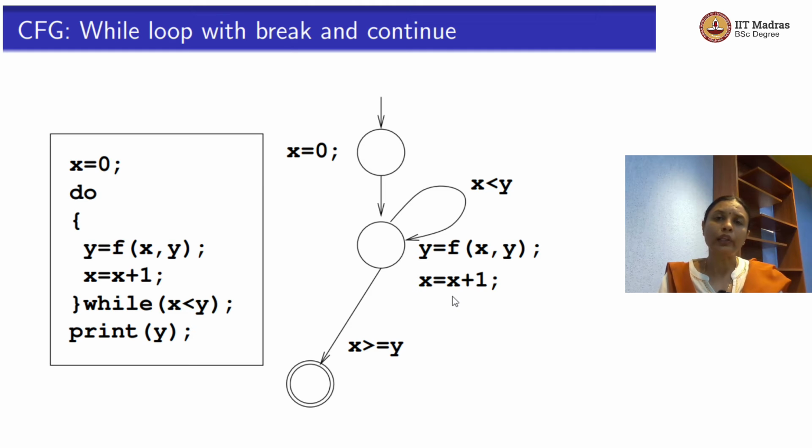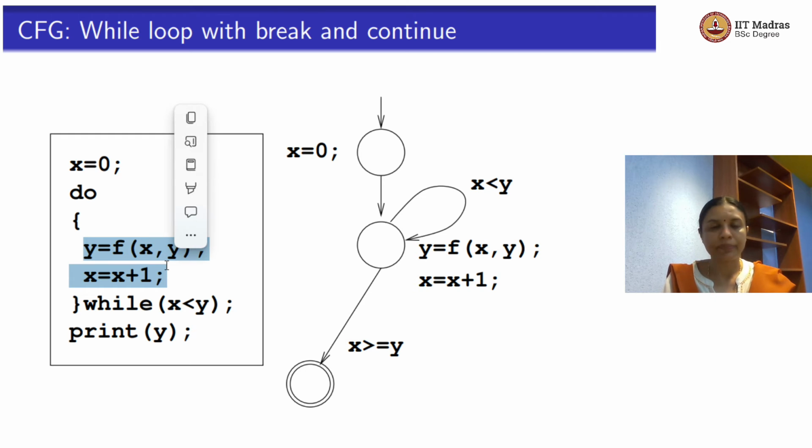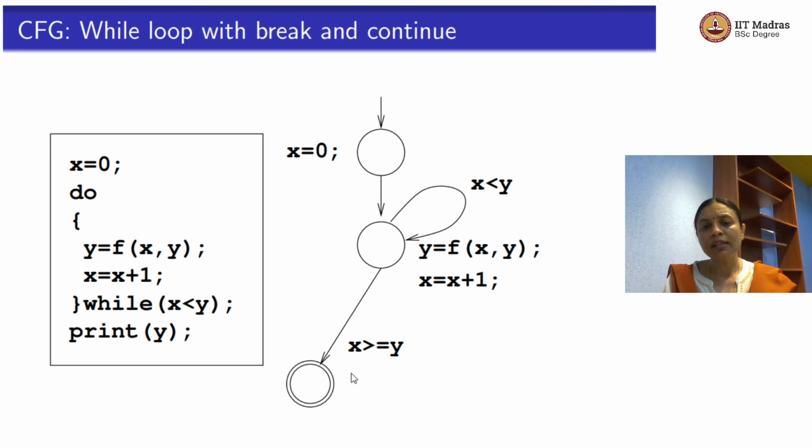What happens in a do-while loop is the body of the loop, which is these two statements in this example, gets executed first, and then the condition is checked. So the body of the loop gets executed at least once for sure. The CFG for this fragment of code is given on the right hand side. To start with, x is equal to 0, and then you have this node which has a self loop that goes around it. That self loop represents the checking of the condition x less than y, and it also goes back to the node which executes the body of the loop.